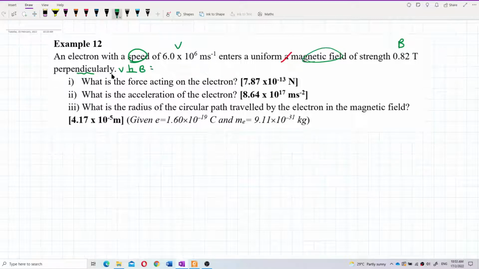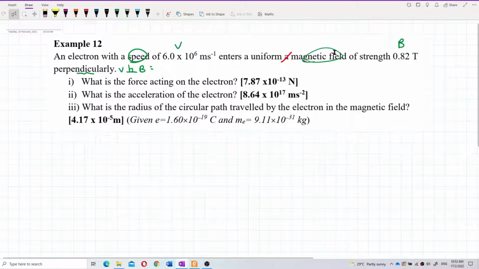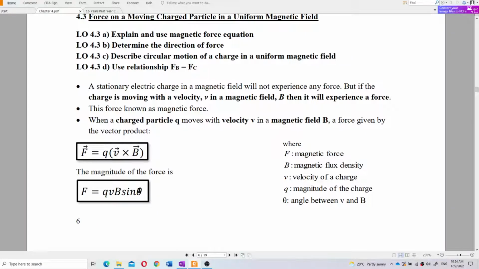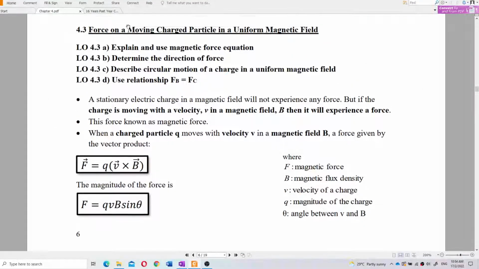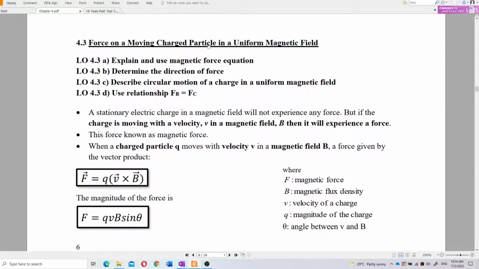We already know about this. If V and B are perpendicular, that means theta is 90 degrees. Theta here refers to the angle between them. This question is more about force, a force on an electron. An electron is a moving charged particle, so this question is force on a moving charged particle in a uniform magnetic field. So it's about this formula: F equal to QV cross B, or F equal to QVB sin theta.